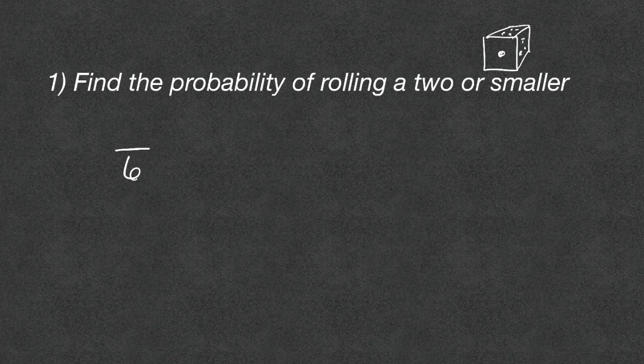in the ratio. So, how many numbers are there that are 2 or smaller? We have 1 and 2. So now we can reduce this ratio. We have a 1 in 3 probability of rolling a 2 or smaller. Let's try another one.